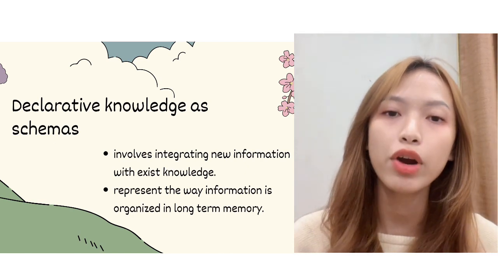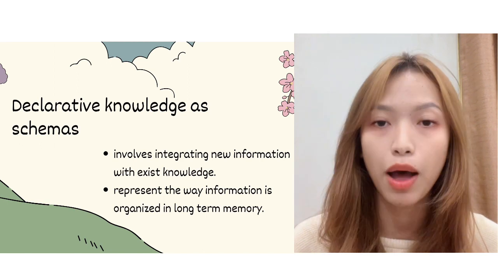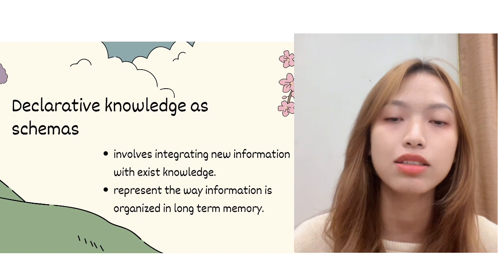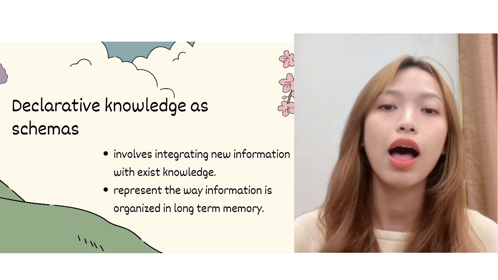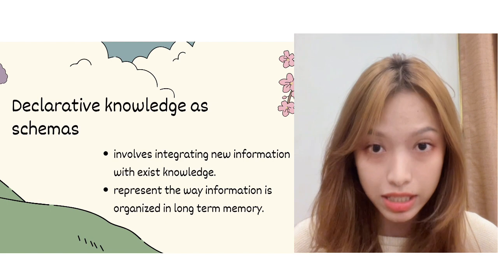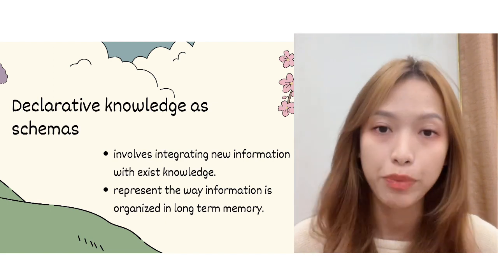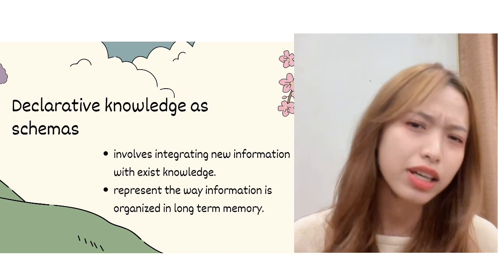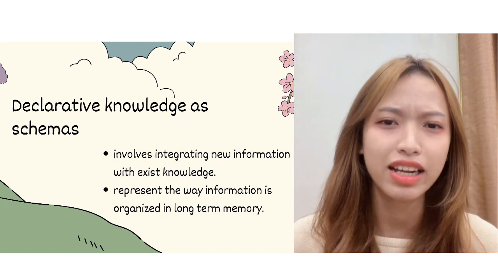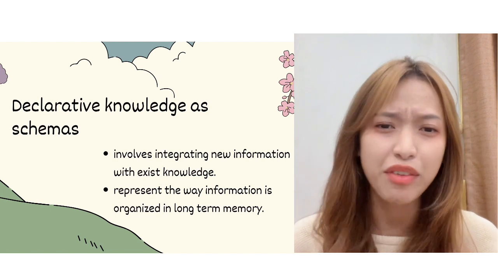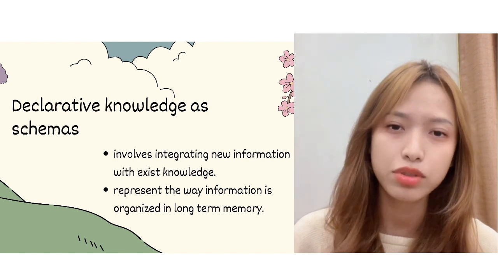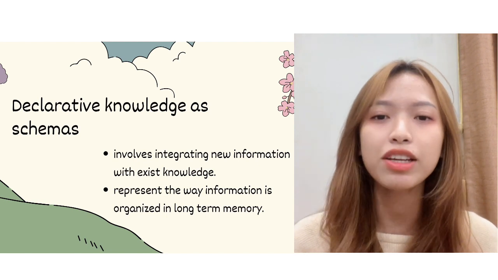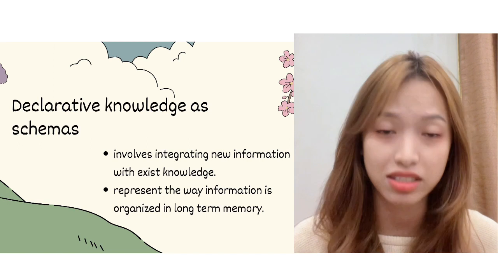Acquiring declarative knowledge involves integrating new information with existing knowledge. It is organized in the form of schema that represent the way information is organized in the long-term memory. For example, your friend is going to study abroad and you say break a leg, but your friend doesn't understand the meaning of your words because she never heard them before. So your words don't make sense to her. However, it's meaningful to you because you constructed the schema.